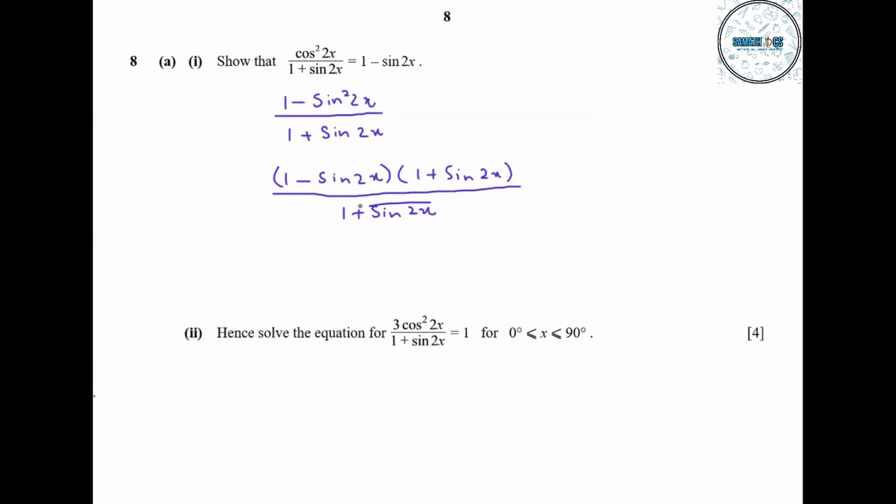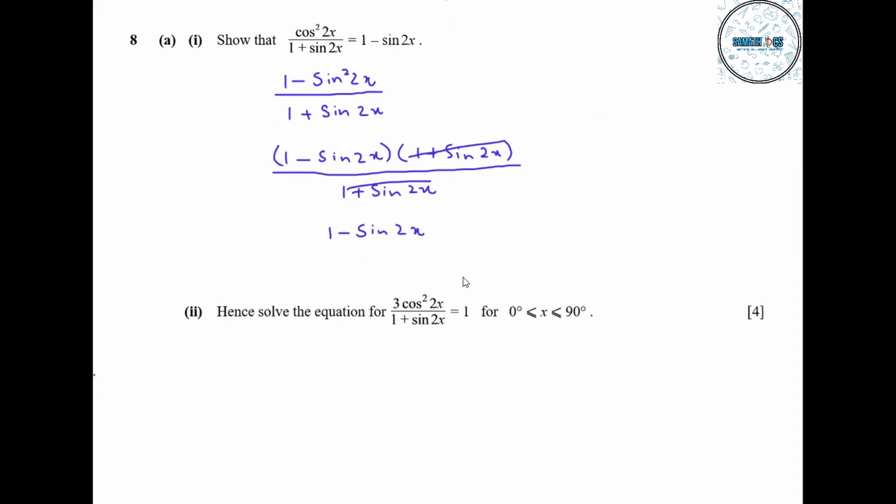So 1 plus sine 2x and 1 plus sine 2x are to be cancelled out. So we are left with 1 minus sine 2x. So it is proved that this is equal to 1 minus sine 2x. Now in the second part, they have said "hence".